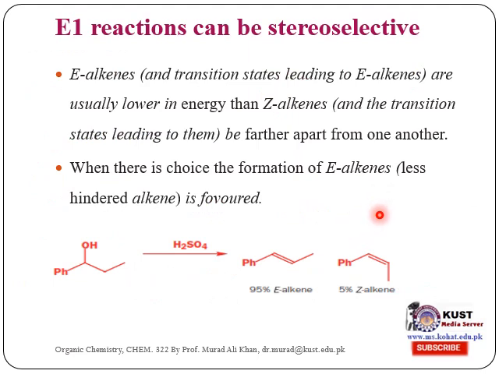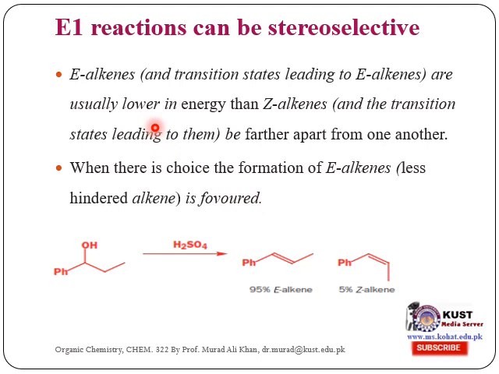An E1 reaction can be stereoselective. The transition state leading to E alkenes is usually lower in energy than that leading to Z alkenes, and the bulky groups are farther apart from one another. When there is a choice, the formation of the E alkene, the less hindered alkene, is favored.